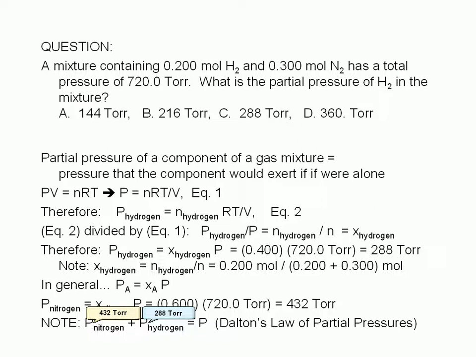288 plus 432 equals 720. The total pressure is 720 torr. This concept is known as Dalton's law of partial pressure.